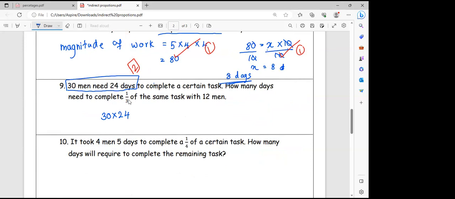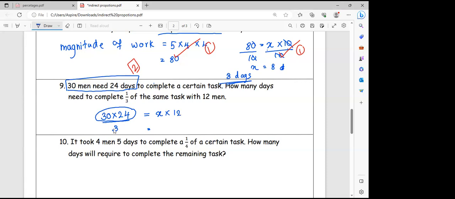How many days are needed to complete 1/3 of the same task? That means you have to find the 1/3. Then you have to divide this magnitude of the work by 3. They asked how many days. If I take it as x multiplied by 12, because to complete 1/3 of this work, we need another number of days and number of men. So multiply number of days by number of men.